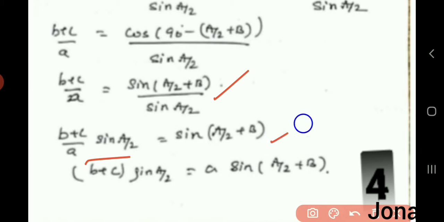So for the numerator I can write this as sin theta, that is sin of (A by 2 plus B) divided by sin A by 2. I can cross multiply this. Therefore (B plus C) by a into sin A by 2 equals sin of (A by 2 plus B). Okay, even I can move this a to the other side so that we have this result here.